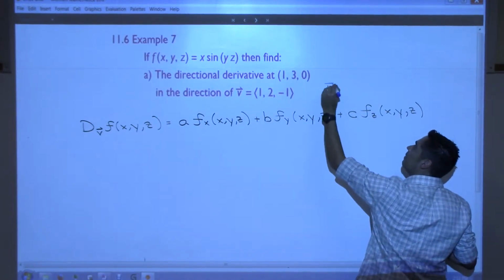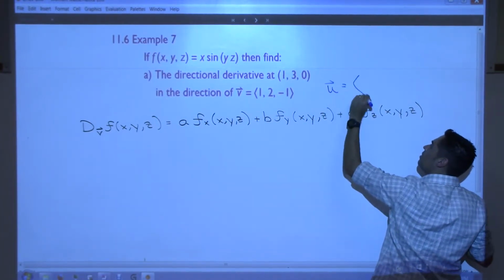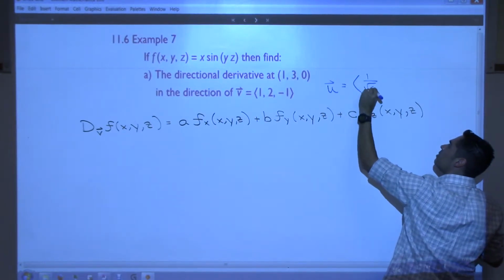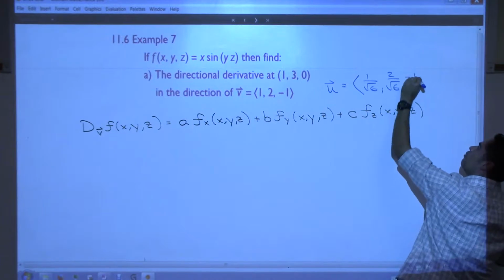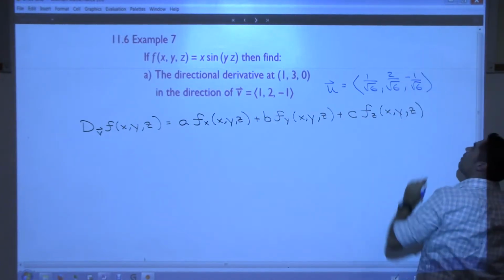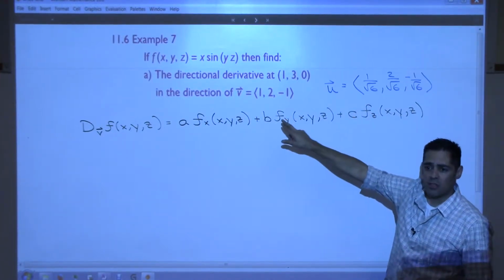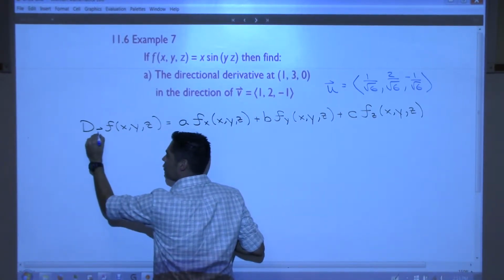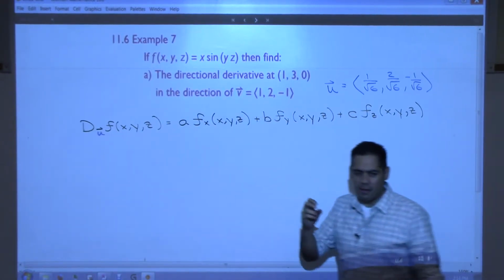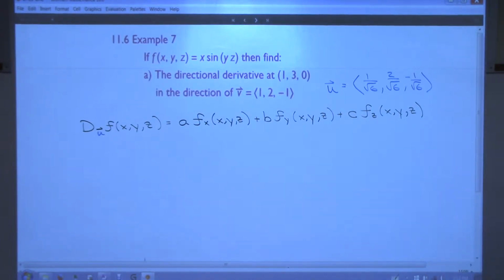How about that? I'll just scale this: 1 over root 6, 2 over root 6, negative 1 over root 6. Now that's a unit vector that points in the same direction as v. And so I should come over here and not call this v anymore, right? I should call this u. I was doing that intentionally. I wanted you to accidentally stumble into that, to remind you, you must make it a unit vector.